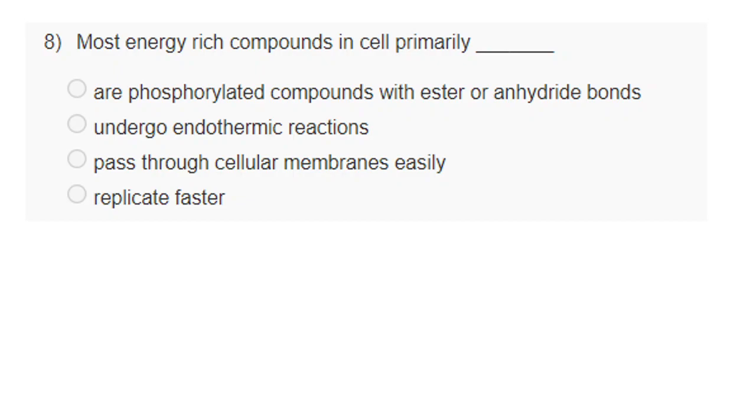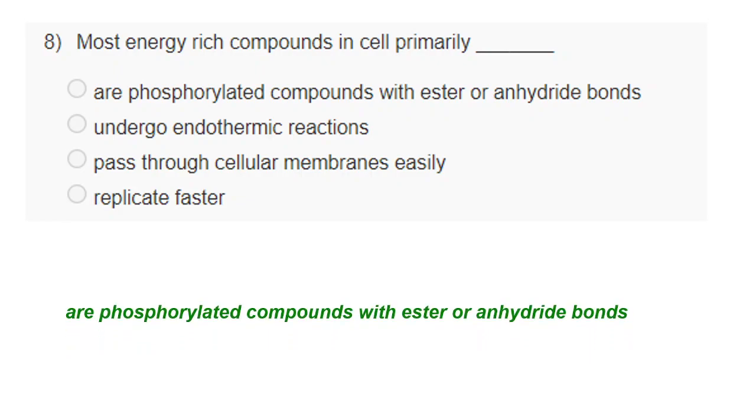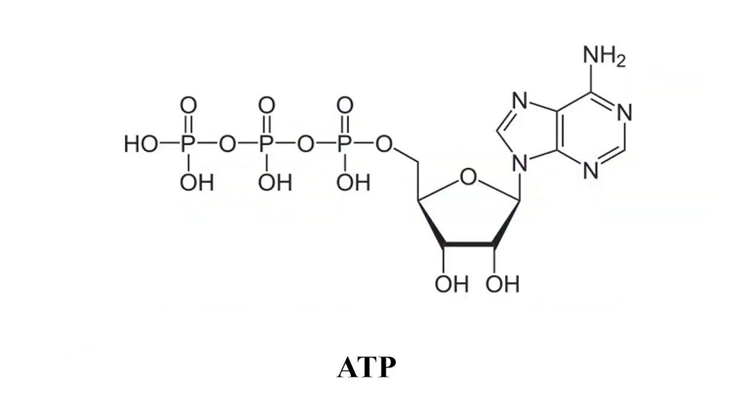Okay, so it has been seen that most energy-rich compounds in the cell are primarily phosphorylated compounds with ester and anhydride bonds, so the first option is correct. A very popular example is ATP, adenosine triphosphate. This has 3 phosphate groups, and it's a very high energy compound. So whenever we talk about energy in organisms, we talk about adenosine triphosphate, ATP.